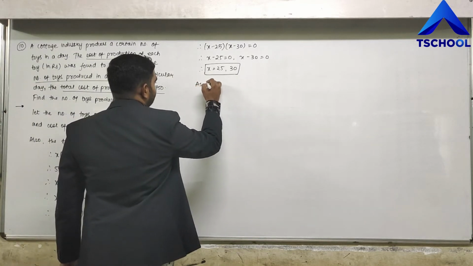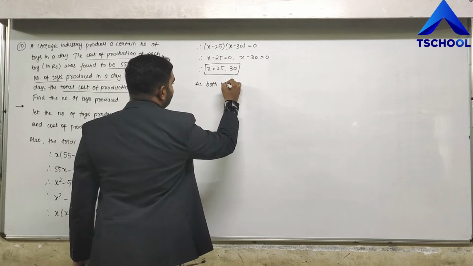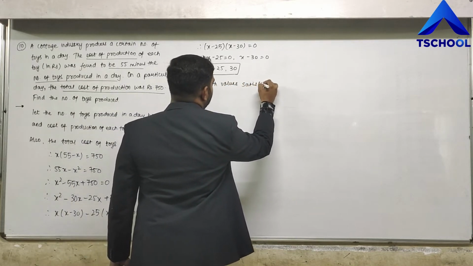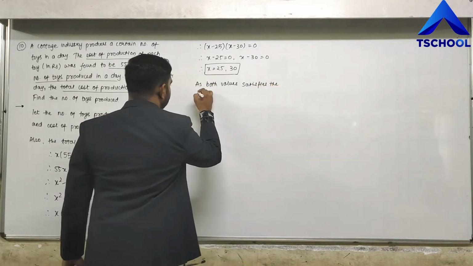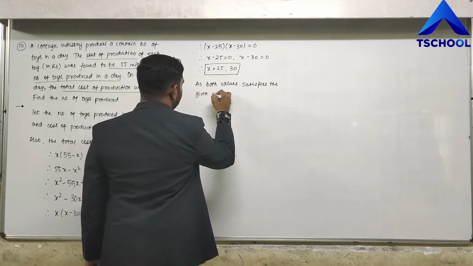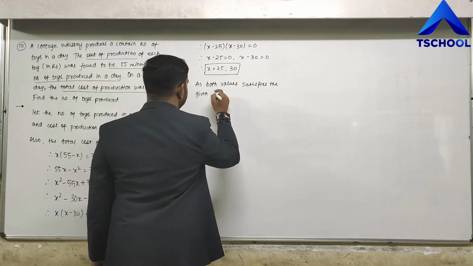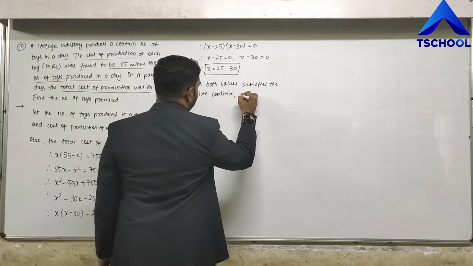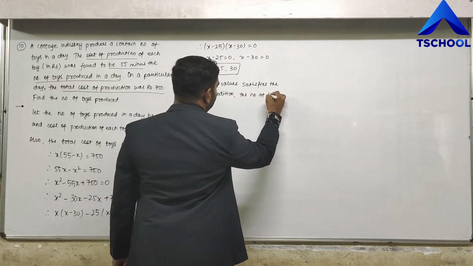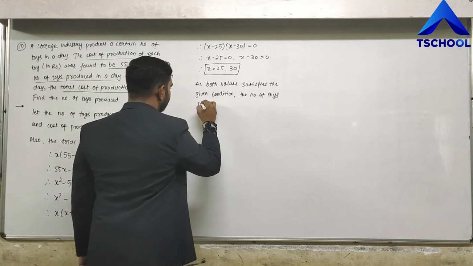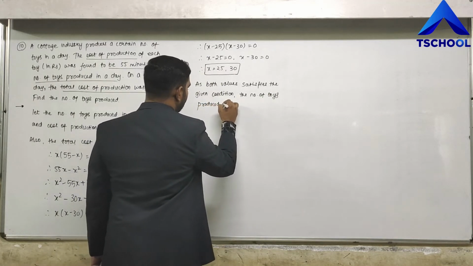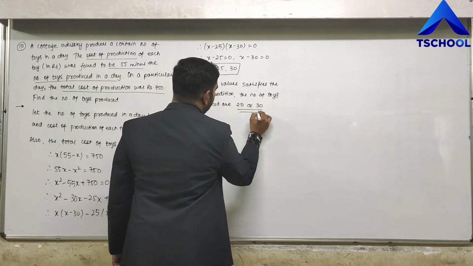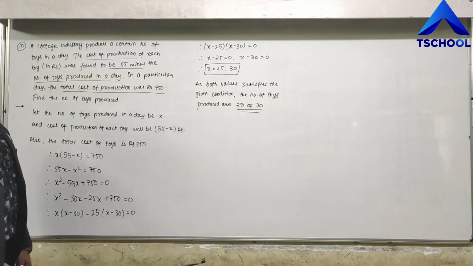As both values satisfy the given condition, the number of toys produced are either 25 or 30, right? Are either 25 or 30.